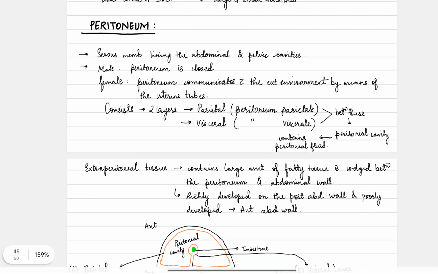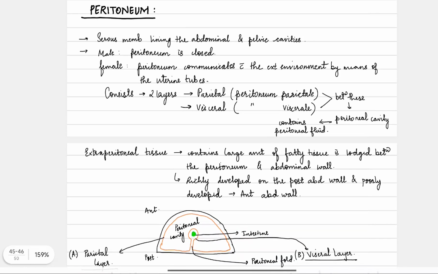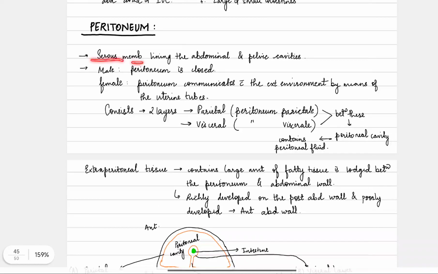Now next we move on to the peritoneum. The peritoneum is a serous membrane lining the abdominal and pelvic cavity. In the male, the peritoneum is closed. In the female, the peritoneum communicates with the external environment by means of the uterine tube. It consists of two layers: parietal and visceral. Between these, there is the peritoneal cavity, which contains peritoneal fluid.